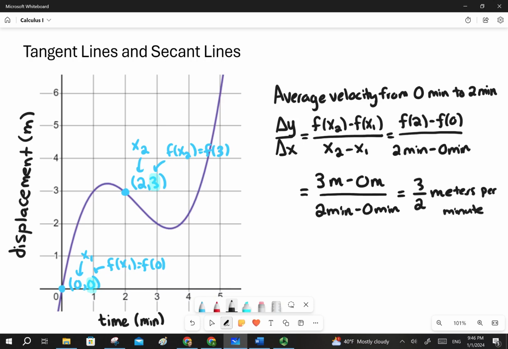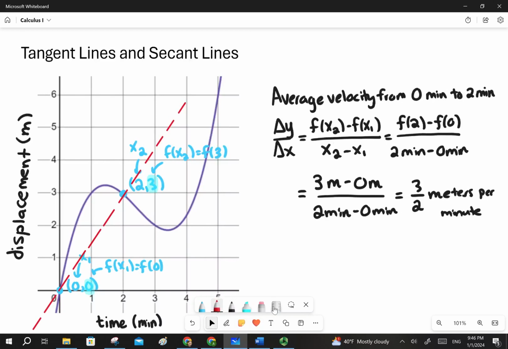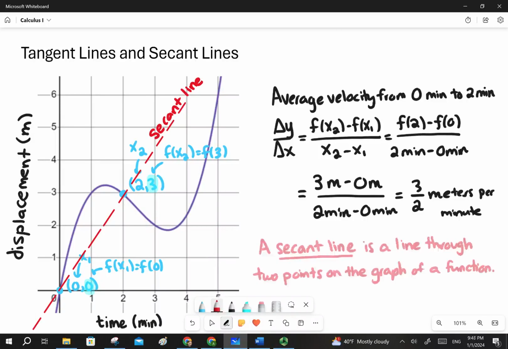What we have found is both the average velocity over the first 2 minutes and the slope of the secant line through the points (0, 0) and (2, 3). A secant line is a line through 2 points on the graph of a function. Fun fact, the word secant comes from the Latin word secare, or however you say it in Latin. I don't speak Latin, which means to cut.